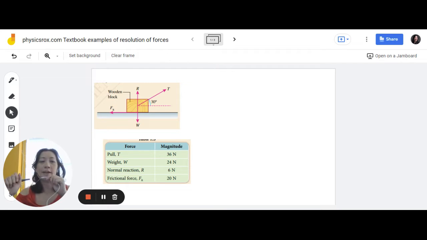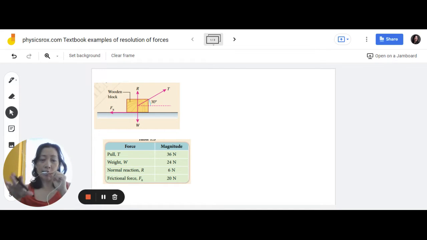Before watching this video, though, you need to watch the video on resolution of forces, which I will share in the link up there, because you need to understand what resolution of forces is first before we can look at examples. In this video, we're going to be focusing on the examples from your textbook. So you can open your textbook to pages 15, 16, and 17. We will go through examples 1 and 2.